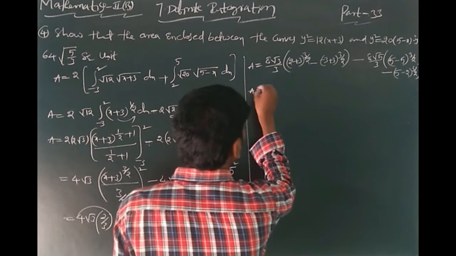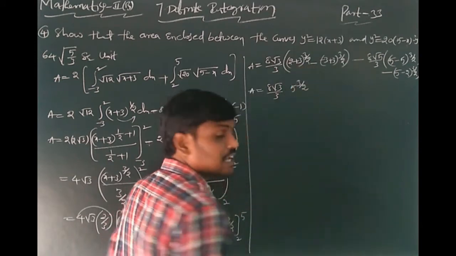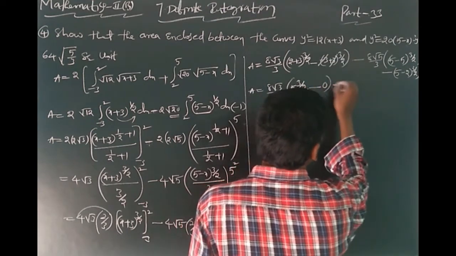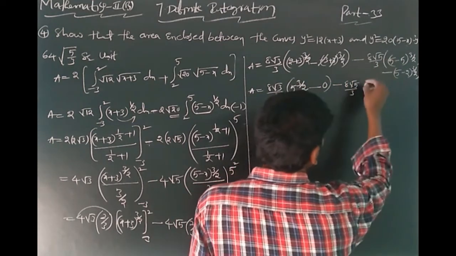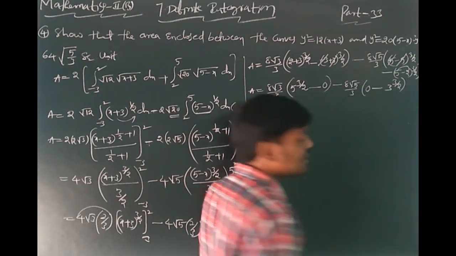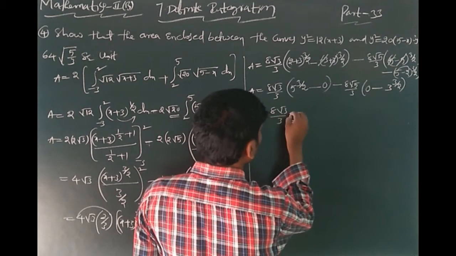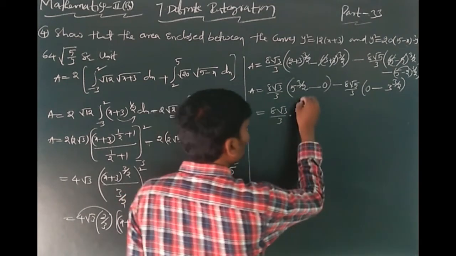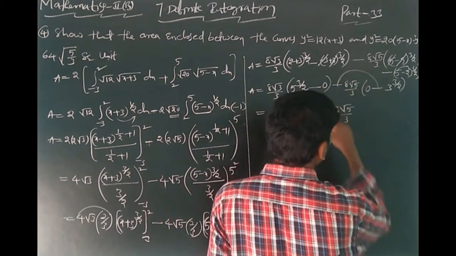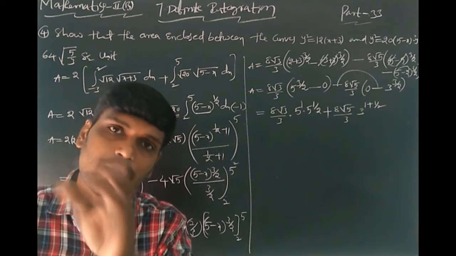After that, 8 root 3 by 3, 5 power 3 by 2, 2 plus 3 is 5, 5 power 3 by 2 minus minus 3 plus 3 gets cancelled, 0. Minus 8 root 5 by 3, 5 minus 5 gets cancelled, 0, 5 minus 2 value 3 power 3 by 2. After that, 8 root 3 by 3, this 5 power 3 by 2 is nothing but 5 power 1 into 5 power 1 by 2, minus 8 root 5 by 3, minus into minus plus, 3 power 3 by 2 is nothing but 3 power 1 plus 1 by 2, nothing but 3 by 2.